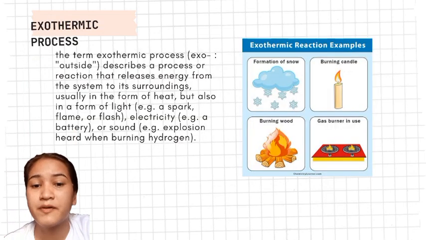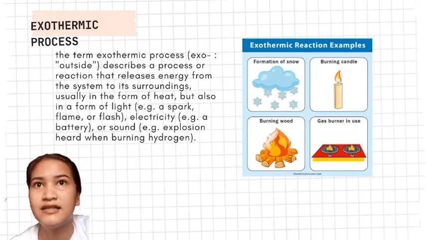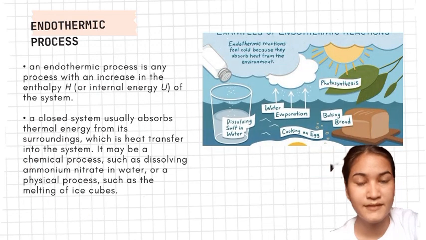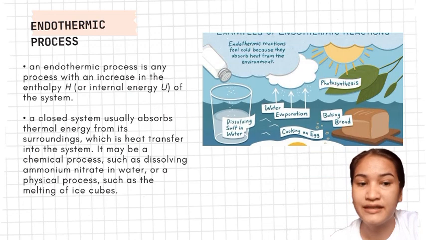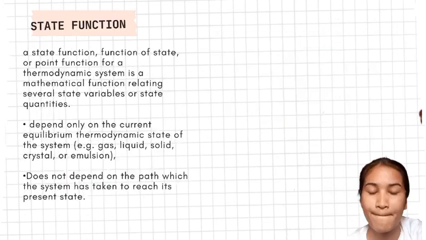An exothermic process is a reaction that gives off heat to the surroundings. An example is when a fire is lit and it gives off heat to the surroundings. An endothermic reaction takes in energy from its surroundings, like when ice melts by taking heat from around it. Remember that exo means giving out and endo means taking in.